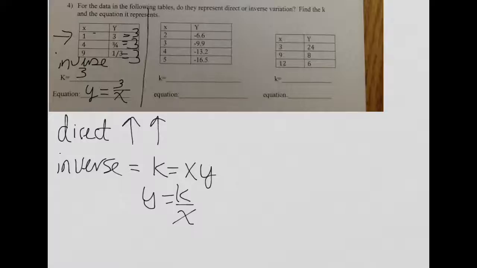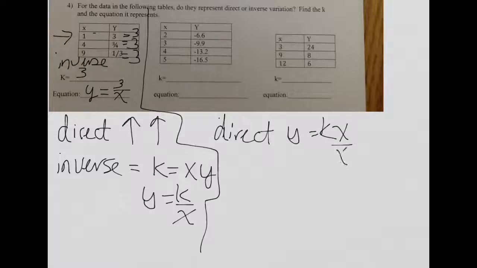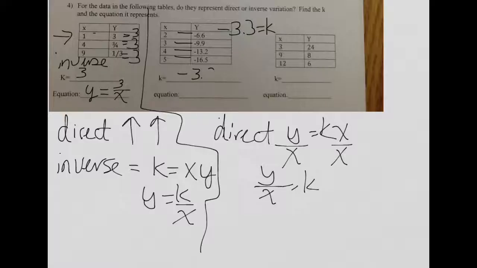Okay, for the graph in the middle here, let's see if it's direct variation. We're taking our y and dividing it by x. So for direct, don't forget, to get our k we would have to do y over x. So let's divide each y by x here. When you do that, you get negative 3.3 as my constant. So this is direct variation. My equation would be y equals negative 3.3x.